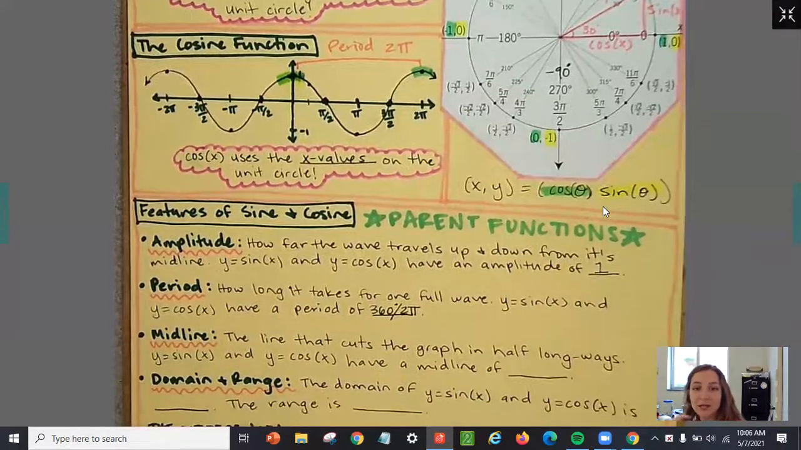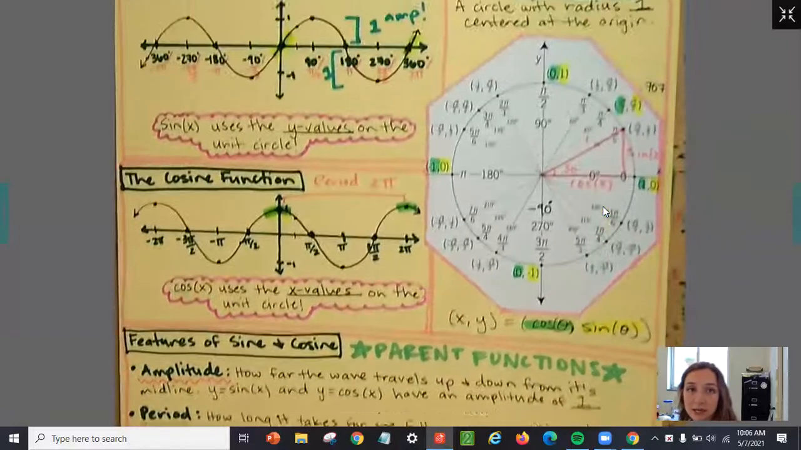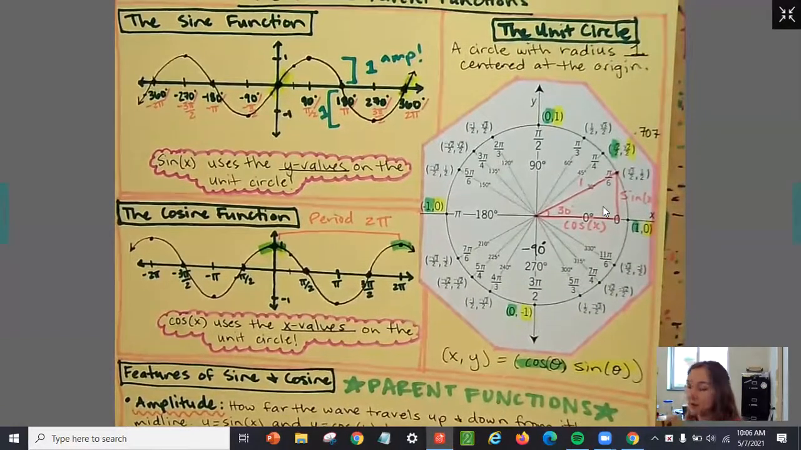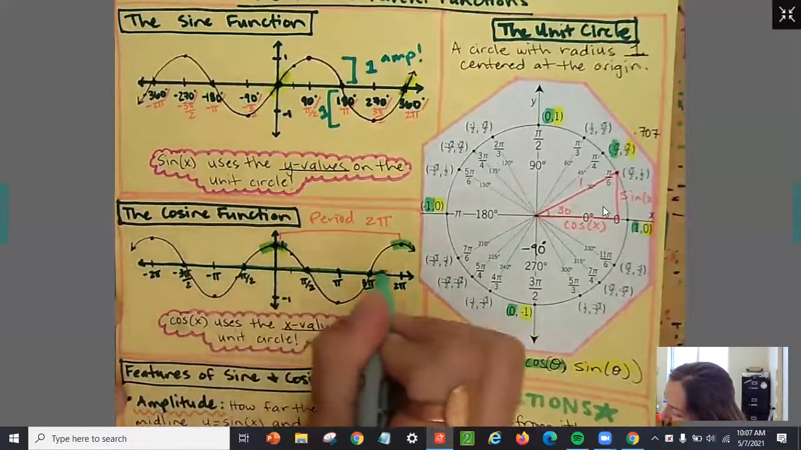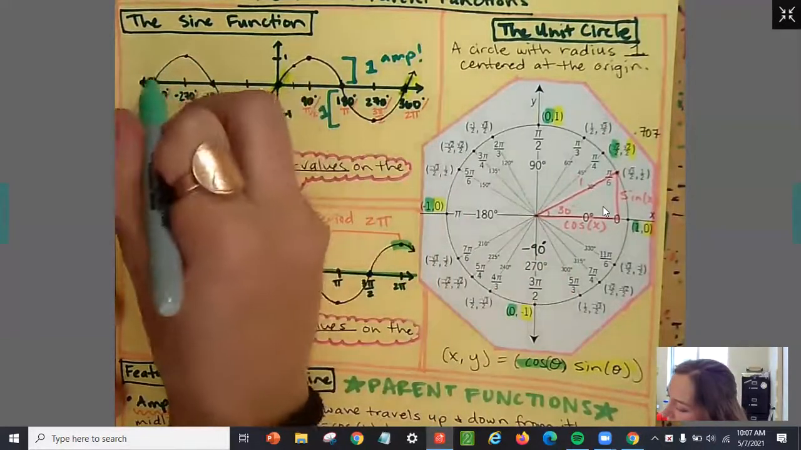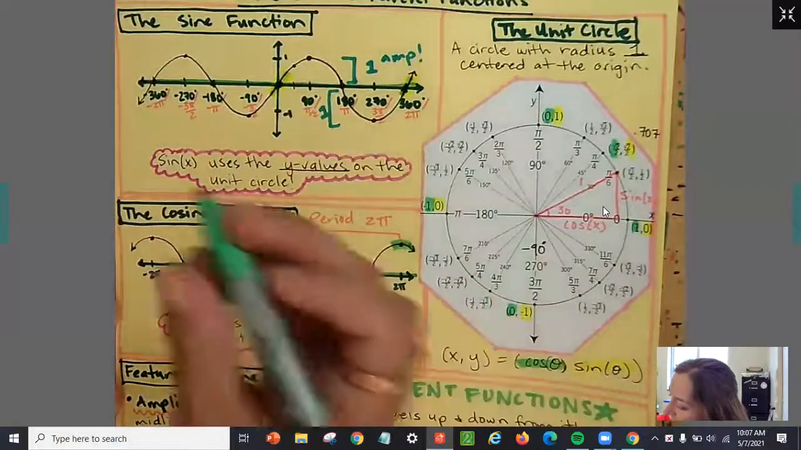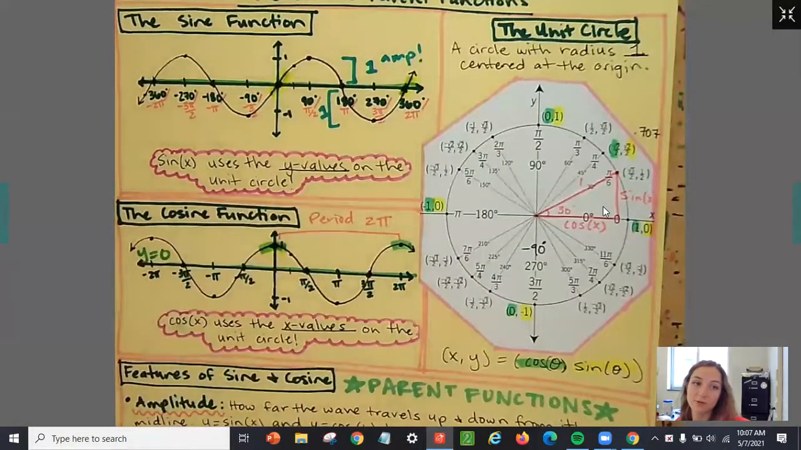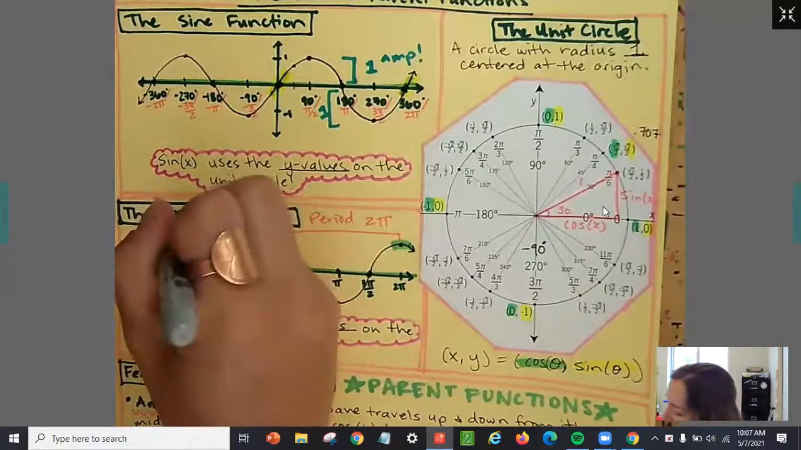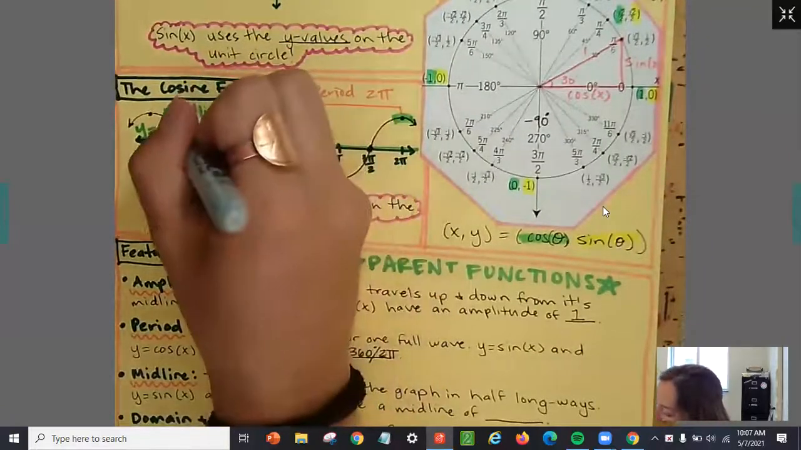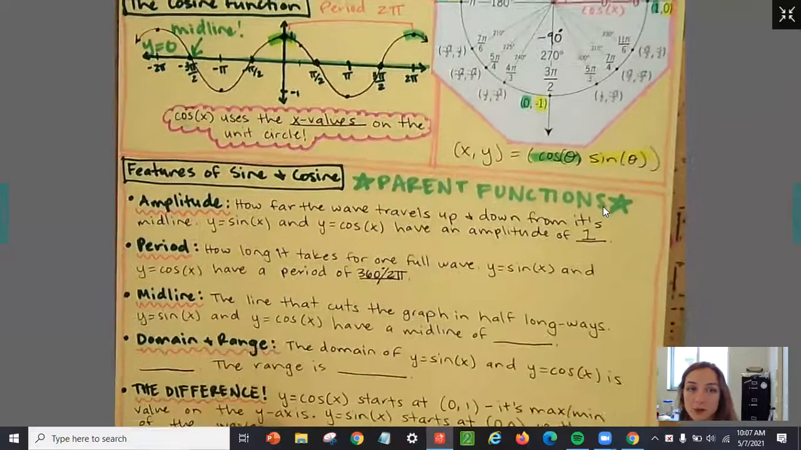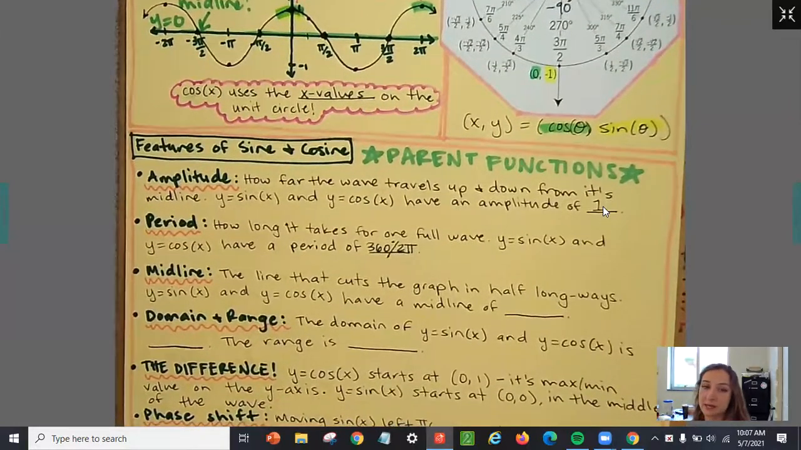All right, now the midline is the line that cuts the graph in half long ways. So that's always going to be a y value because it's going through a tick mark on the y-axis. So let's go look and see what the midlines of the regular sine and cosine function are. And these are going to be happening just where it cuts the graph in half long ways. So that's going to be here on my cosine graph, and it's going to be in the same place on my sine graph. So this is going to be at y equals 0, which is also the x-axis. And this is our midline. And maybe let's just draw a little point down there. Okay, so our midline is going to be at y equals 0 for both sine and cosine.